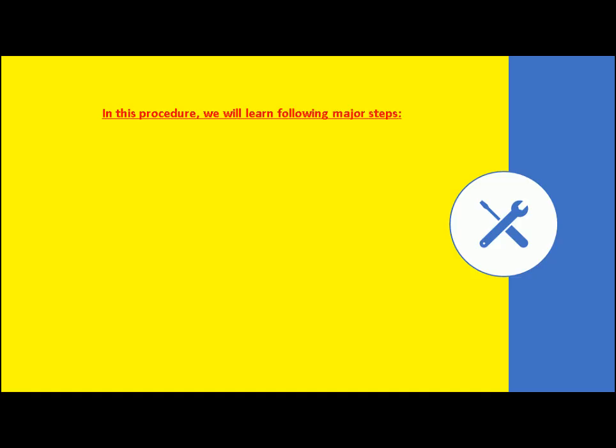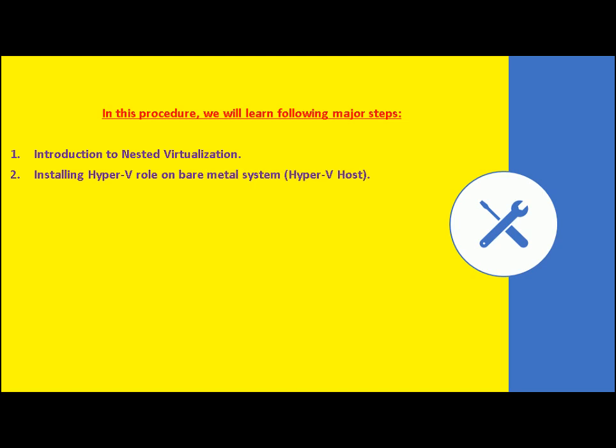So in this procedure, we will learn the following major steps. First step will be having an introduction to nested virtualization. We will try to understand what is nested virtualization. Second, we'll be installing the Hyper-V role on our bare metal, that is our physical machine, and that will be treated as a Hyper-V host.